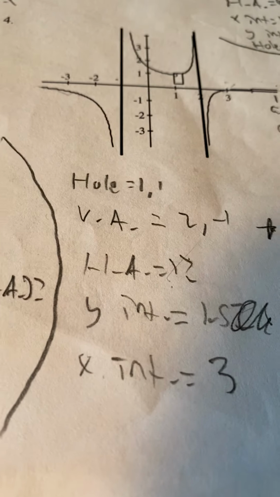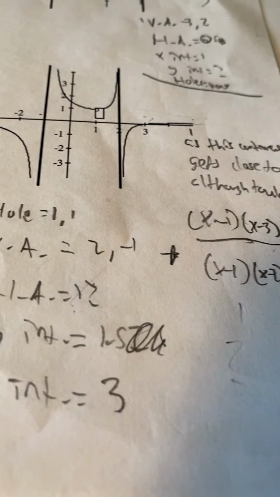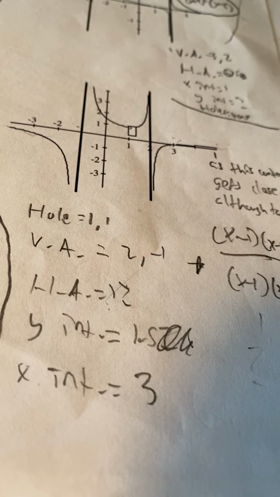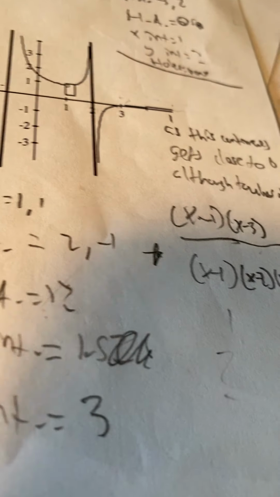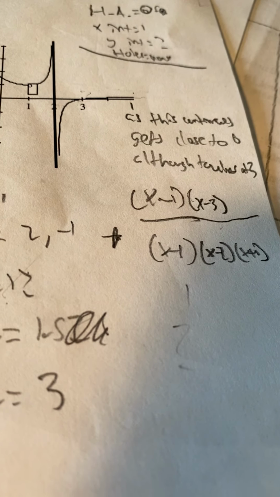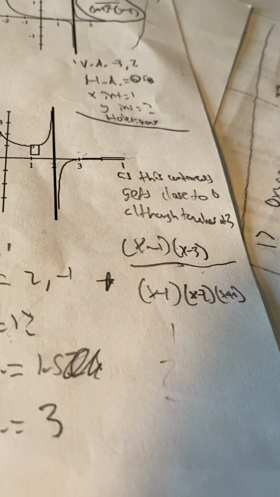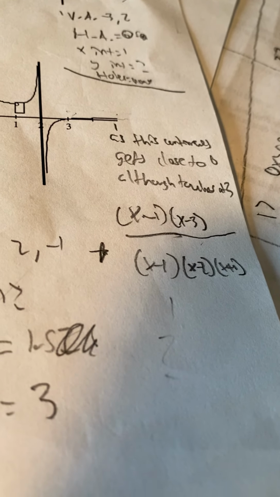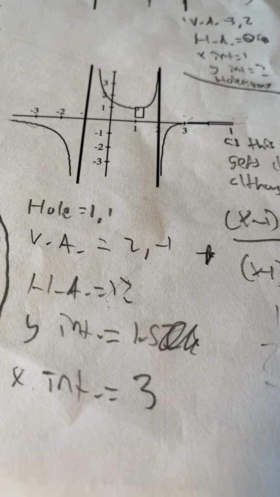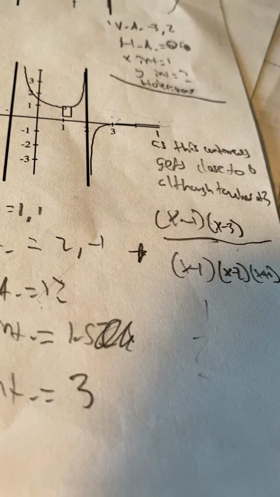Then this one, this was kind of tough. The hole here is at 1 over 1. It's pretty obvious. So you know that x minus 1 must be repeated in the numerator and denominator. x minus 3 is the x-intercept, so you know it must be there. And then x minus 2 and x plus 1 for the vertical asymptotes shown. And that is the entire equation.